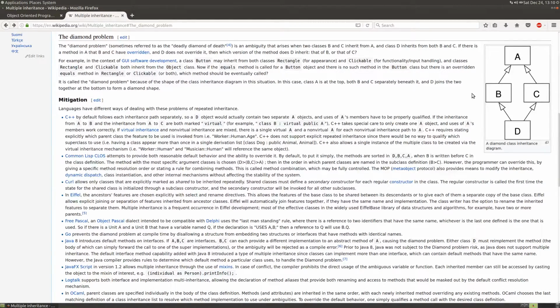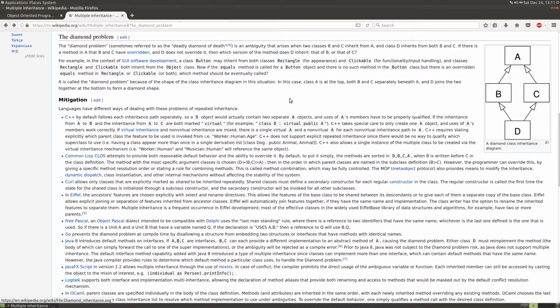The diamond problem is where you have a class that inherits from two other classes, and those two classes have the same base class. And so suppose B and C have the same method right in here. So say it was speak or something like that. And D does not override this speak method. Well, how do we know which method to call if speak is called on D, right? There's no way a priori to know.